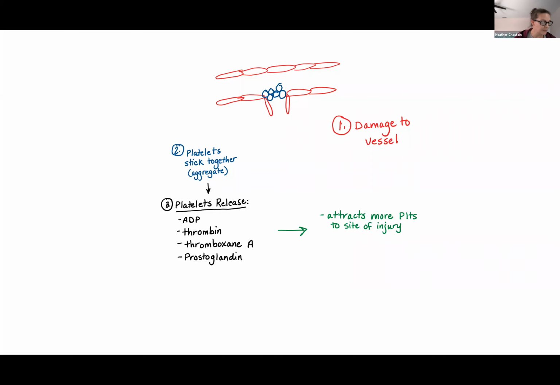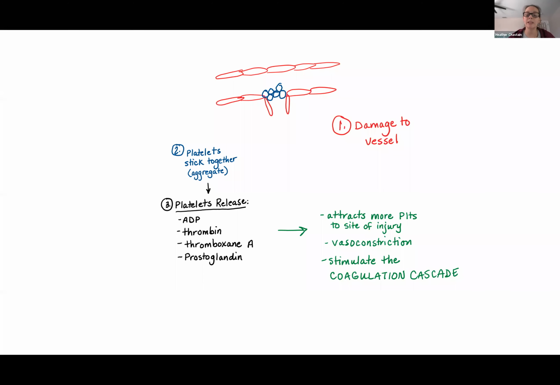of injury and cause vasoconstriction. Attracting more platelets to the site of injury is going to create a better barrier so that more blood isn't leaking out. We want to keep our blood. And causing that vasoconstriction, again, stops the bleeding and the leaking of our red blood cells. It's lastly going to stimulate the coagulation cascade. So the platelets are responsible for stimulating the coagulation cascade, so they play a really important role with that.